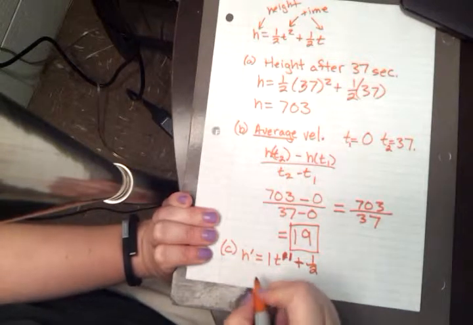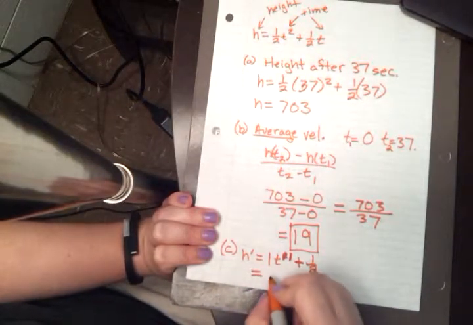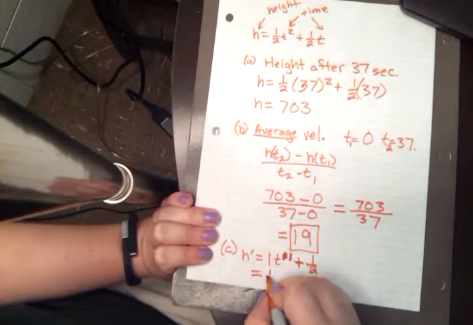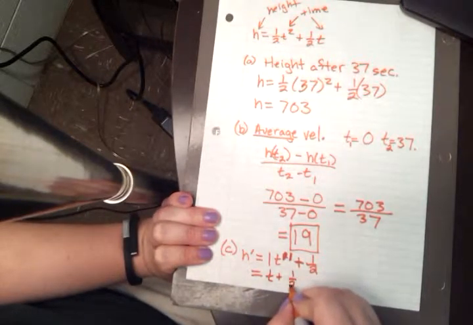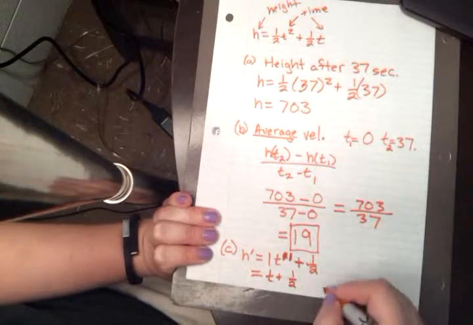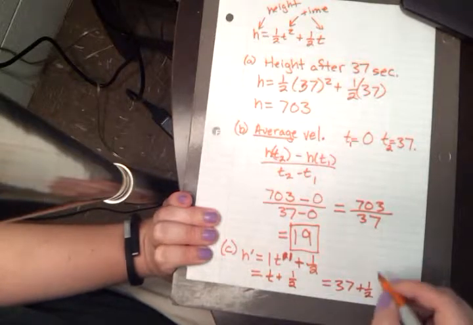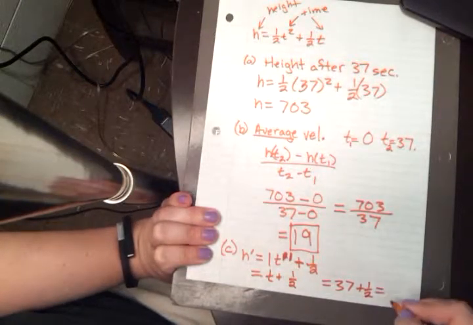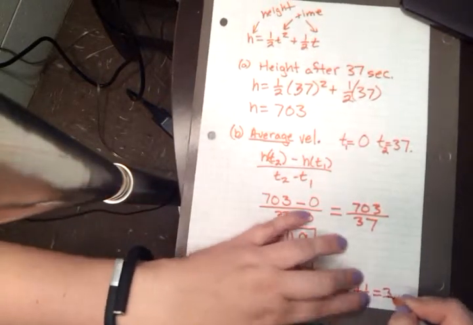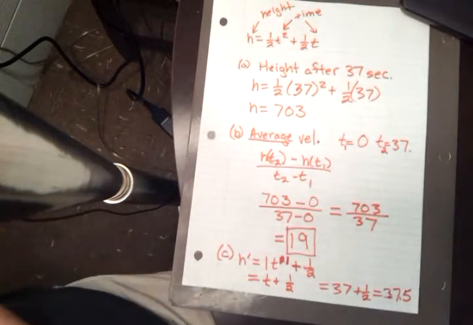So our actual derivative here, if I do it without any typos this time, is just going to be t plus 1/2. What's our time? They gave us 37. 37 plus 1/2. You could write 37 plus 1/2, or you could just do 37.5. And that's going to be your answer for that.